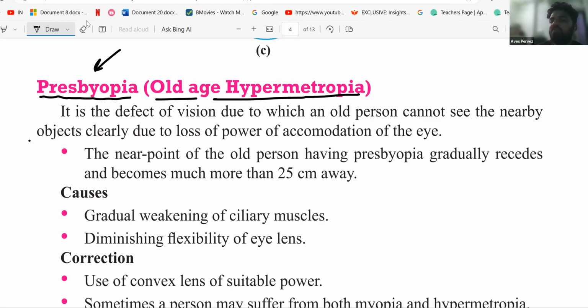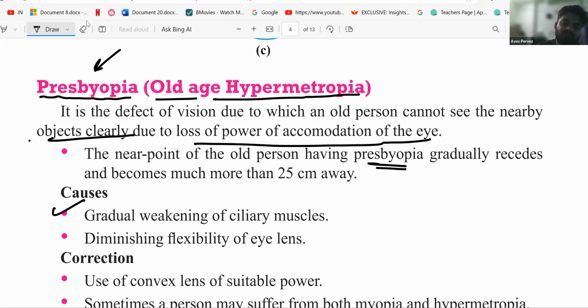It is a defect of vision in old persons who cannot see nearby objects clearly due to loss of power of accommodation. Not only nearby objects, they can't see distant objects clearly either. The near point of the eye gradually increases and becomes more than 25 cm. If they want to read the newspaper, they need to keep it away, beyond 25 centimeters. This is due to gradual weakening of the ciliary muscles.